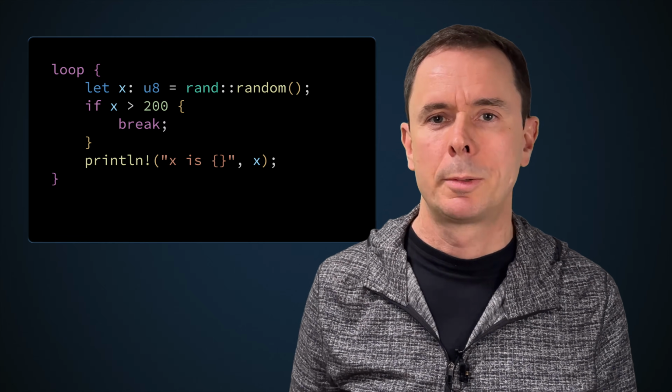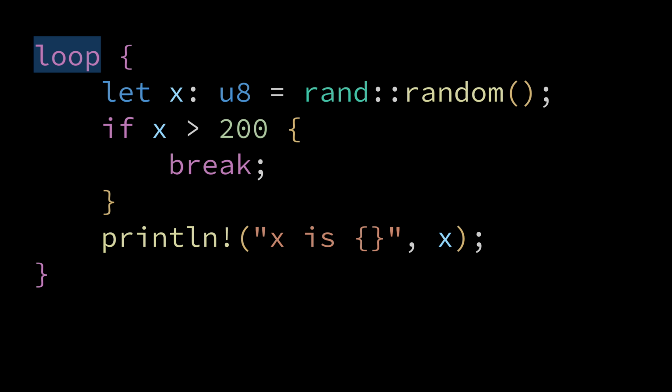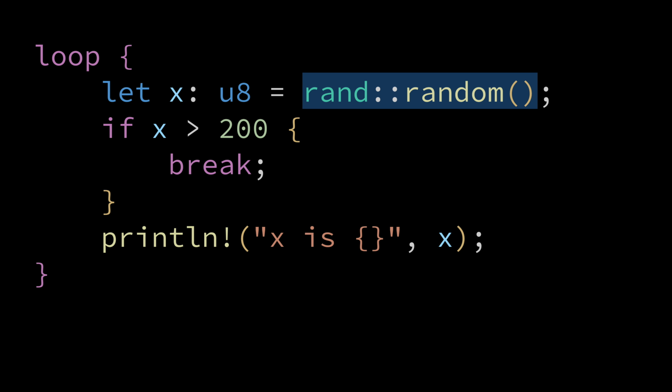All right, hopefully no big surprises in the concepts we've seen so far. Let's look at loops. The loop keyword makes an infinite loop, and we can use the break keyword to exit the loop. In this example, I'm calling a function to generate a random value for x on each iteration, and we break out of the loop when x is greater than 200. Loops also support the continue keyword, just like in C.